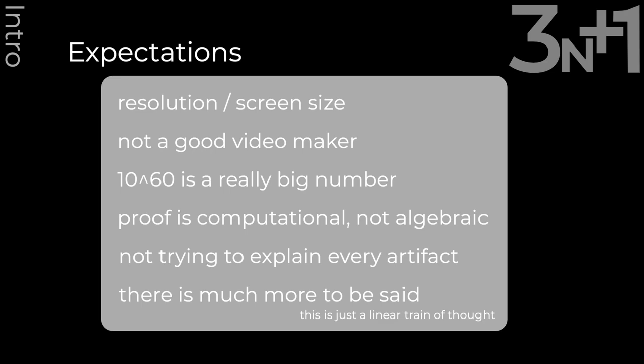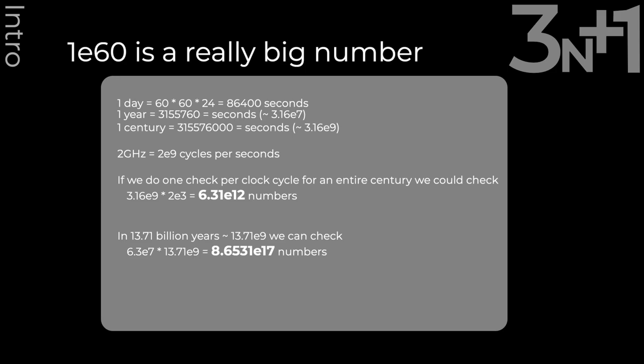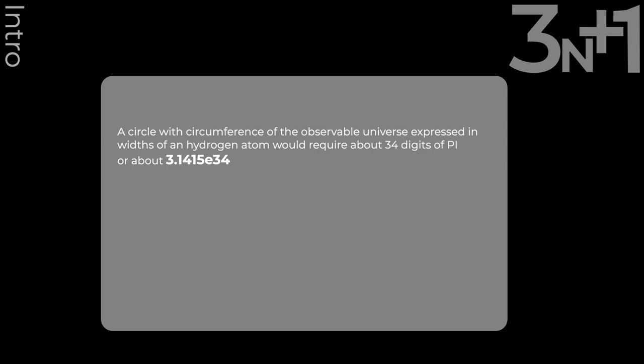This video presents a linear train of thought. It is therefore limited. With all the red herrings, there are many interesting patterns that would each deserve a video of their own. This calculation shows that all the clock cycles of my laptop since the beginning of the universe would not even get me to 10 to the 60th, even if I could check each number in a single clock cycle. These two values show how incomprehensibly large of a range we are talking about.